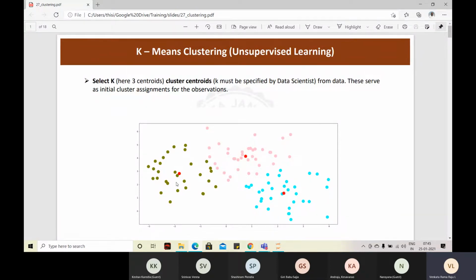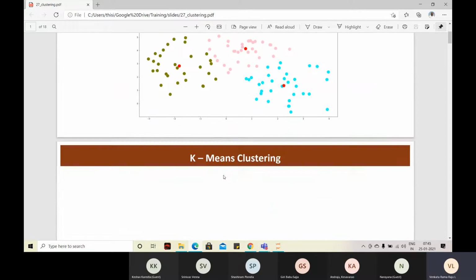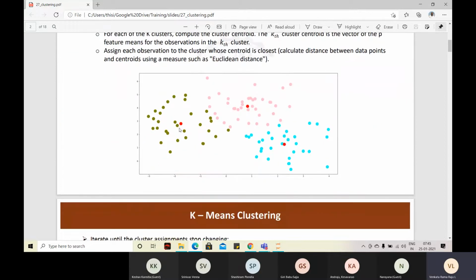How does it work? It assigns a random cluster number to each data point, then takes the average of all those data points as the cluster centroid and calculates the distance between that centroid and all the data points. It groups the data close to that centroid as one cluster, and the data closest to the second cluster's centroid as another cluster, and likewise for the third.